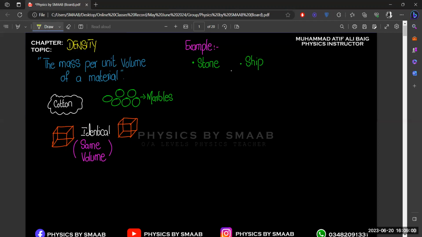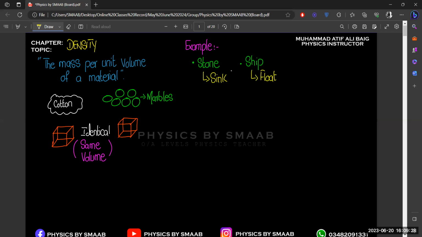A ship will float and a stone will not float, because we know that a ship will float and a stone will sink, right? This is our general observation of daily life. But what is the reason, when the stone is very tiny in size as compared to the size of the ship? Then why does the ship float and why does the stone sink?